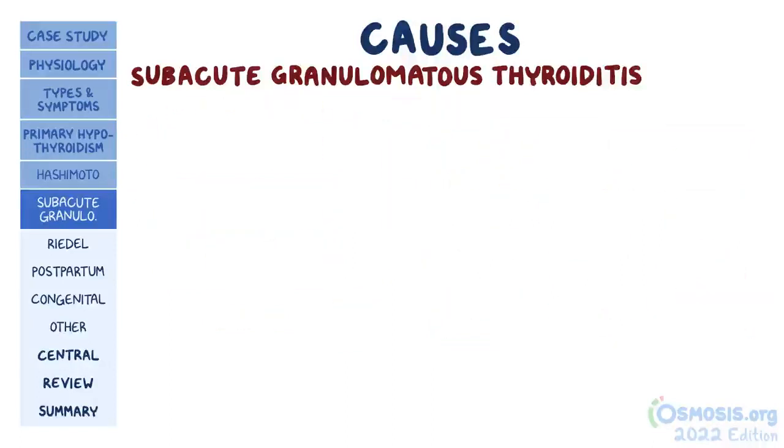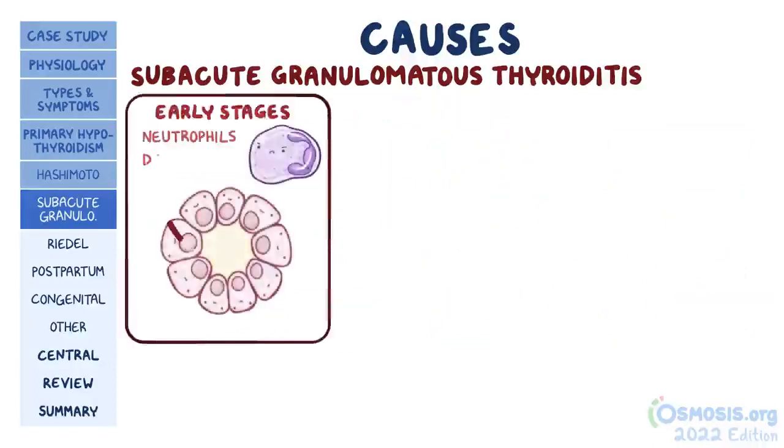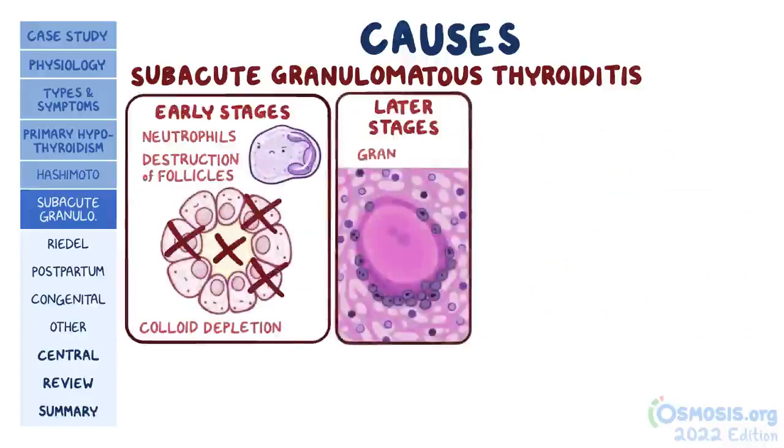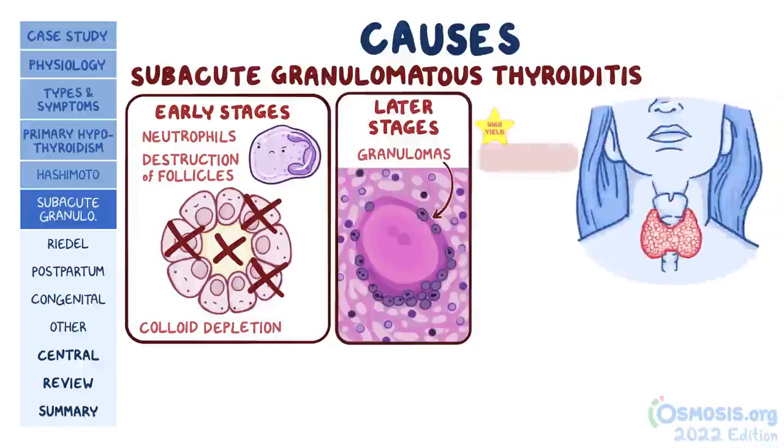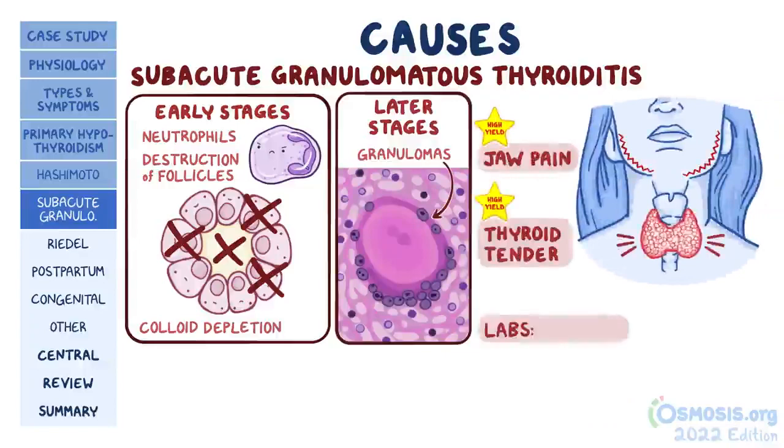On histology, in the early phases, there are neutrophils and destruction of follicles with colloid depletion. Later on, granulomas that surround the follicles can be seen. On clinical examination, there's jaw pain and the thyroid is very tender. Labs will show high ESR.